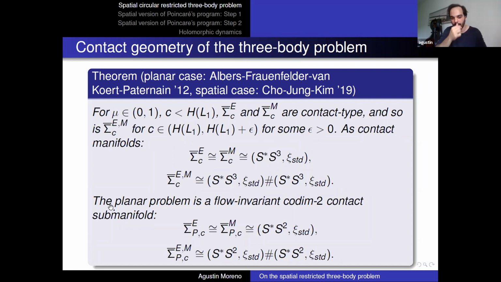The planar problem, you should think of it as a codimension 2 contact submanifold, which is also invariant under the Hamiltonian flow, which is now a Reeb flow. Right? So you should think of it as just a standard S^*S^2 inside S^*S^3, and similarly for the connected sum. Okay? So in some sense, this opens up the gate of using all the Floer theory in the world that we know, and all the holomorphic curves and whatnot, right? So this is the direction that we're trying to go for, okay?